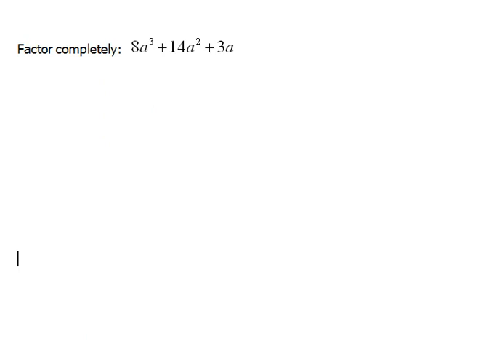Now for the next one, we have 8a to the third plus 14a squared plus 3a to the third. Or plus 3a rather, so sorry. What's your first rule of factoring? Always pull out the GCF first. In this case we do have a GCF. We need to factor that out before we do anything else. So we're going to pull out that common a, which will leave us with 8a squared plus 14a plus 3.